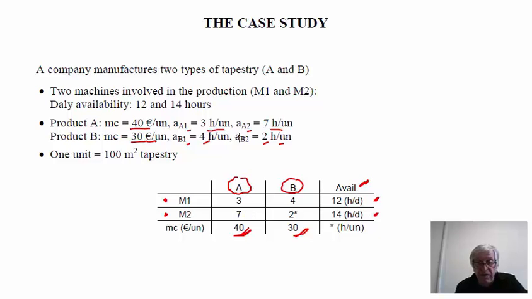And here we have the technical coefficients that we saw here. For example, to produce 1 unit of A, we need 3 hours in machine 1 and 7 hours in machine 2. While to produce 1 unit of B, we need 4 hours of the first machine and 2 hours of the second machine.